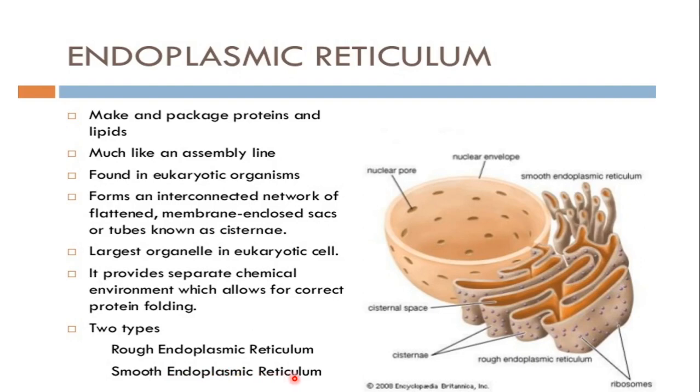Accordingly, the functions differ. The rough endoplasmic reticulum contains ribosomes, so its function is to produce proteins: translation, protein synthesis. Smooth endoplasmic reticulum is devoid of ribosomes, and its function is the synthesis of lipids. So two different functions are associated with RER, rough endoplasmic reticulum, and SER, smooth endoplasmic reticulum.